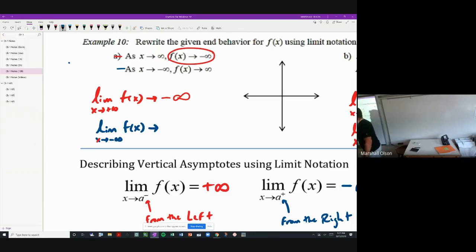So this one is approaching positive infinity. As we're going left, we're approaching positive infinity. That says as you're going left, you're approaching positive infinity. So they all say the same thing now. Now, what sort of graph would this look like? Well, as we go right, it goes down. As we go left, it goes up. So as long as it's doing that, it doesn't matter.